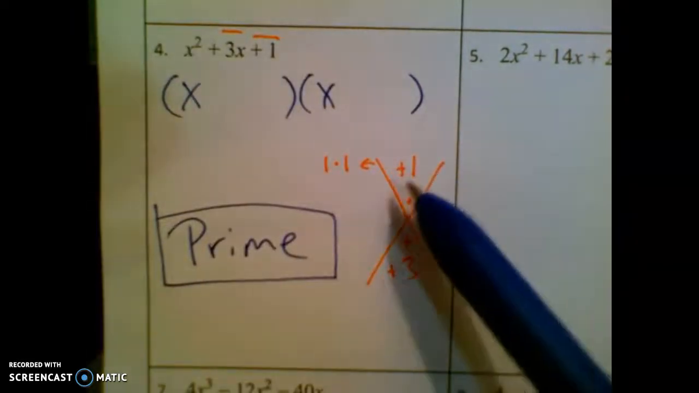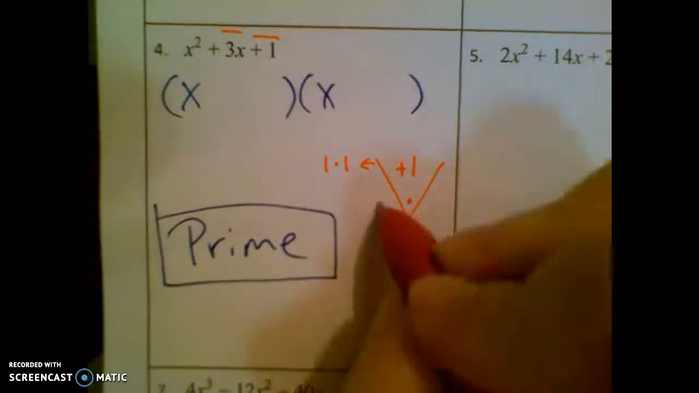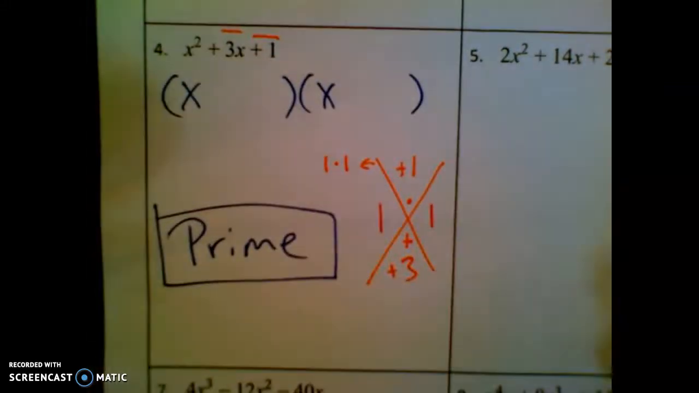Because if I tried to plug in a 1 and a 1, well 1 plus 1 is 2, and that's not going to work. So this guy is prime, and that is all you can do. You just write prime and you're done.